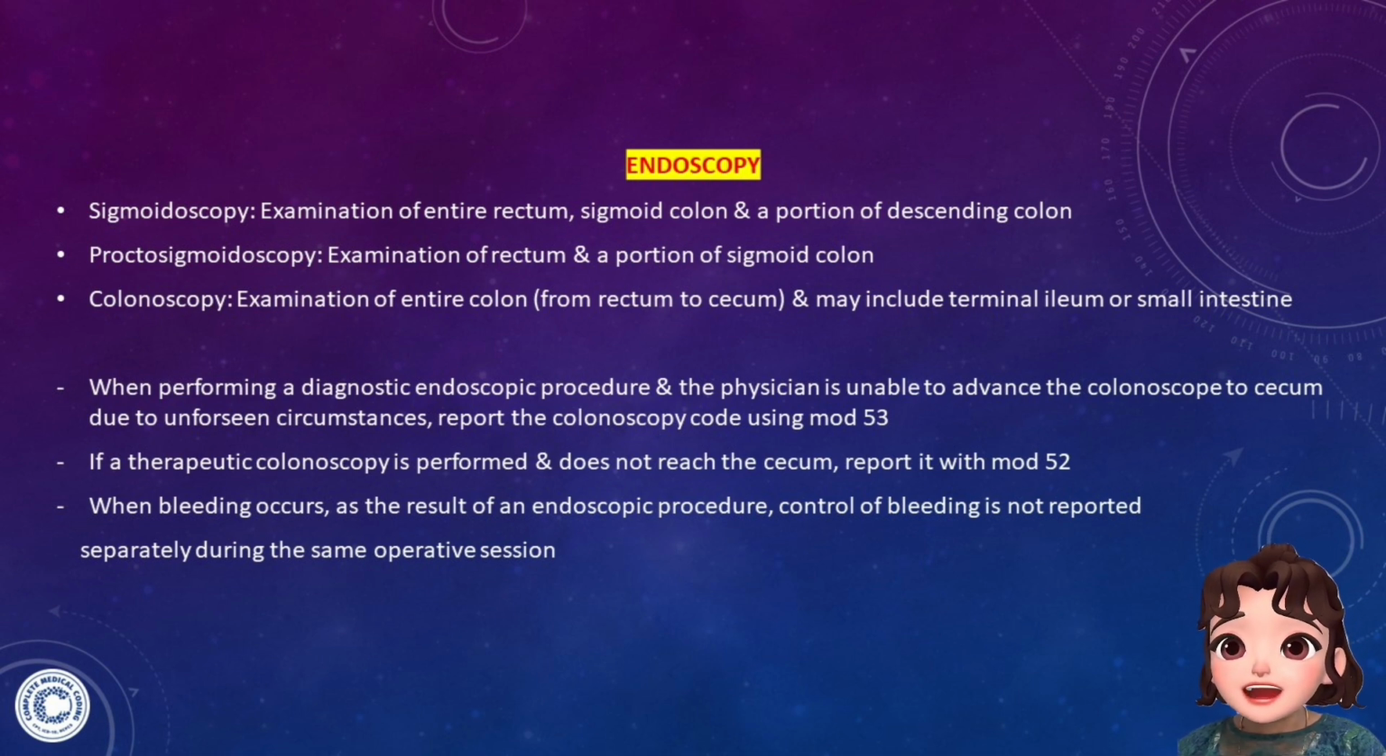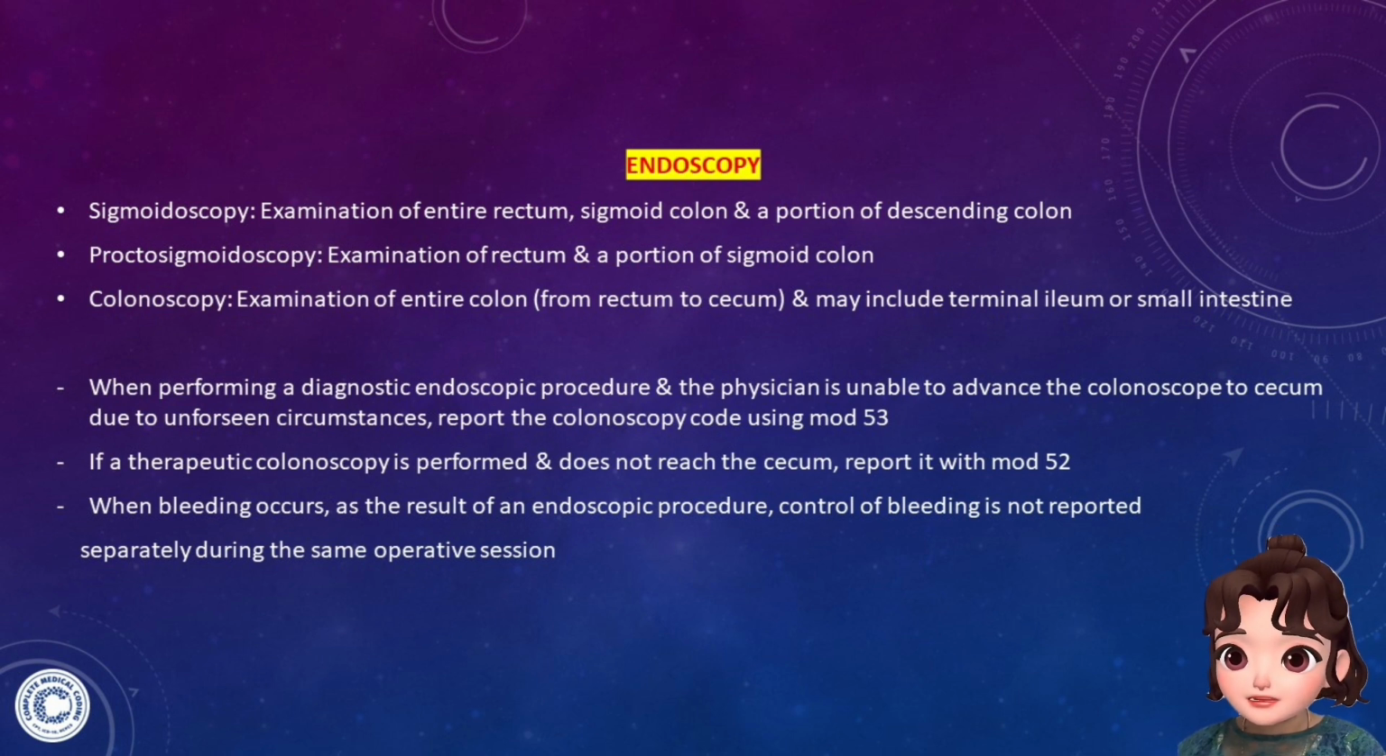Now, when performing a diagnostic endoscopy procedure and the physician is unable to advance the colonoscope to the cecum due to unforeseen circumstances, we need to report the colonoscopy code using modifier 53. If a therapeutic colonoscopy is performed and does not reach the cecum, we need to report it with modifier 52. When bleeding occurs as a result of an endoscopic procedure, control of bleeding is not reported separately during the same operative session.